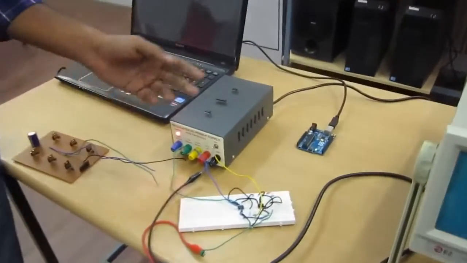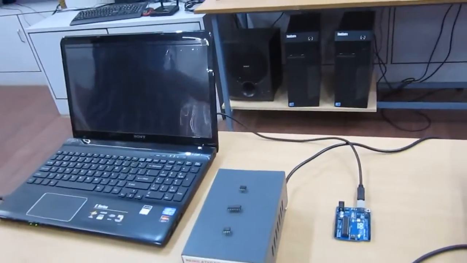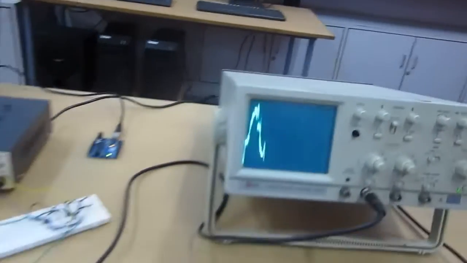And the second method to generate the pulses is by using the Arduino. This is the Arduino UNO kit. In that we generate the triangular wave of some frequency. And this is the program to compare the triangular wave with the sinusoidal wave.